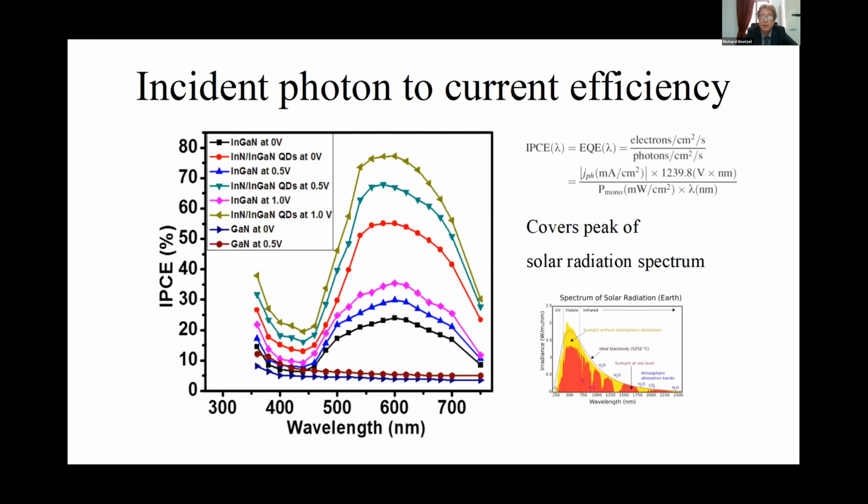The next important measure is the incident photon to current efficiency. This is the number of electrons produced by the number of monochromatic photons. It is plotted against the wavelengths of the excitation. Important point here is, because for indium gallium nitride, we can adjust the bandgap energy by the indium composition to the optimum value for absorption of the solar spectrum. So here, the peak of the incident photon to current efficiency coincides with a peak in the spectrum of solar radiation. So we make full use of the sunlight in this case.